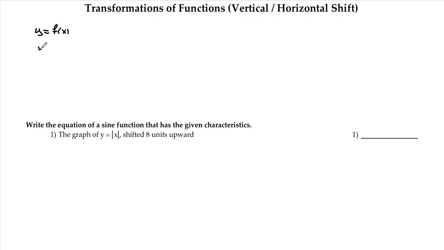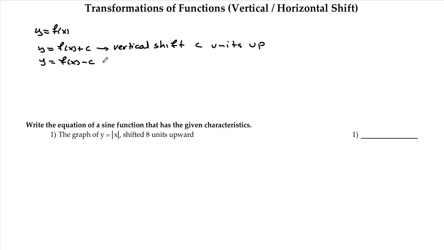So when you have a function y equals f of x plus c, this transformation is a vertical shift c units up. When you subtract c from your function, so y equals f of x minus c, the transformation you have is a vertical shift c units down.